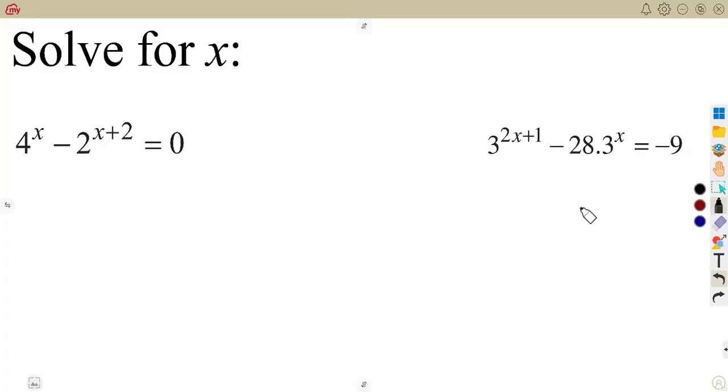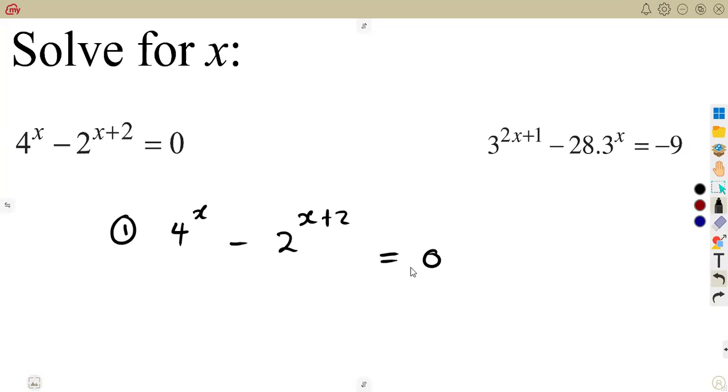So in this case, we've got equations that we need to solve for x. We are given the two equations, solve for x. The first one that we are given seems to be a basic equation. That's 4 to the exponent of x minus 2 to the exponent of x plus 2 is equal to 0. That's working with your exponential equations.